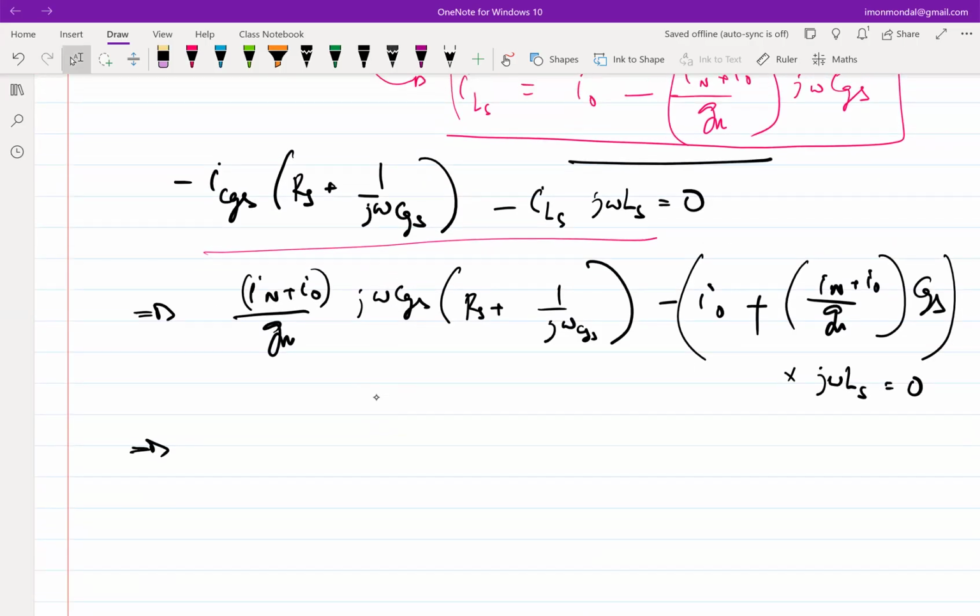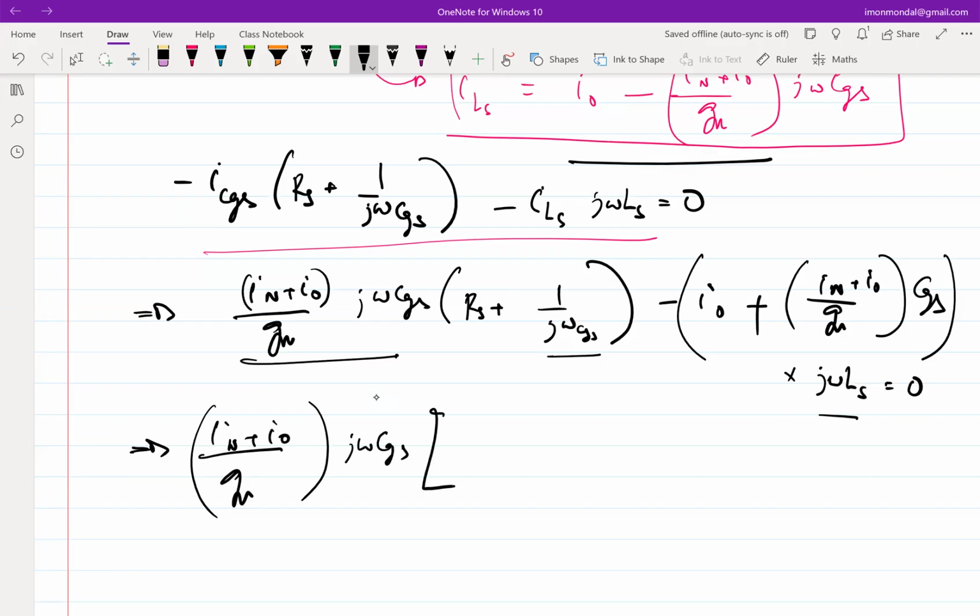So this might look a bit messy, but you have to understand that we can easily invoke the condition of resonance, which means many of these terms can get cancelled out, right? So what I'll do is, I understand that this guy and this guy can cancel out in resonance, so I'll club appropriately so that I don't have to do a lot of algebra. So what I'll do, IN plus I naught by GM times J omega CGS, I'll take as is. Then from here, I will take this 1 by J omega CGS. And from here, I will take this J omega LS. Right?